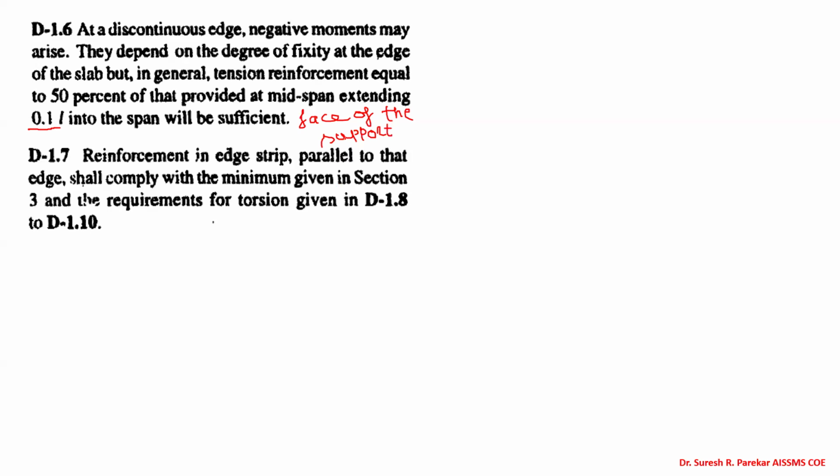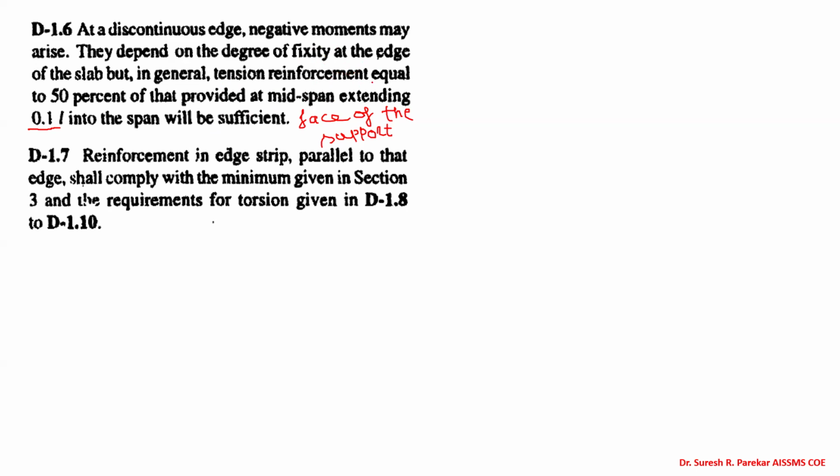Then at a discontinuous edge, 50% we are going to take inside the support, and we can have 50% bent up, or we have to provide 0.1 L into the span. Again, this we have to provide from the face of the support. That is, whenever you are providing the top side, that is the hogging side, we measure from the face of the support, and for the sagging side from the center of the support.